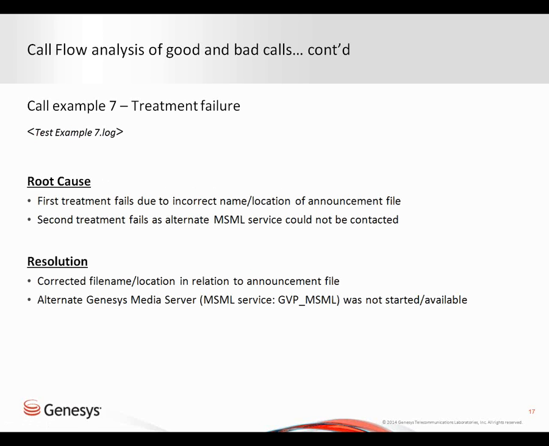Important thing to note here, in this case, the treatment failure, I'll just go through quickly the root cause and resolution. The first treatment failed due to an incorrect name or location of the announcement file. There was a second failure where the MSML service was not enabled. One thing to note here, there are major differences between SIP server processing, overall SIP server event flow and T-LIB messaging between different SIP server versions. So the ones we focused on today all were from the 8.1.101 release. So it may look a little different depending on what release you're using.